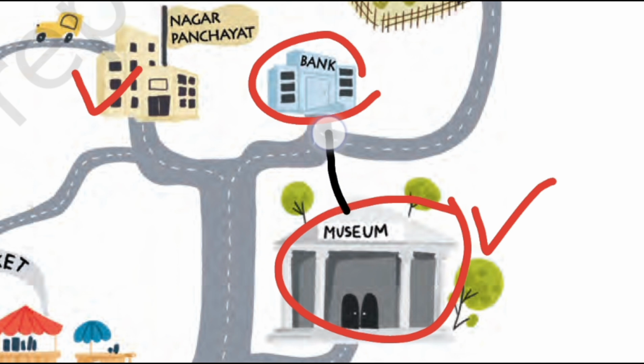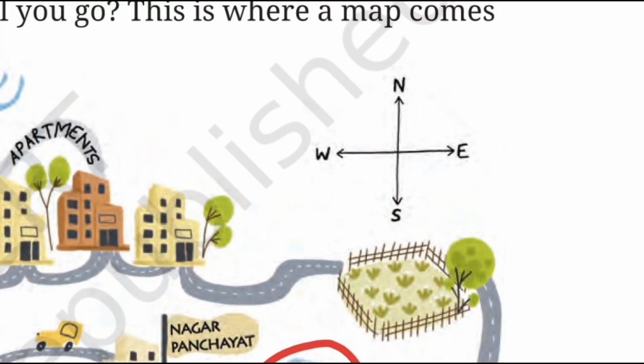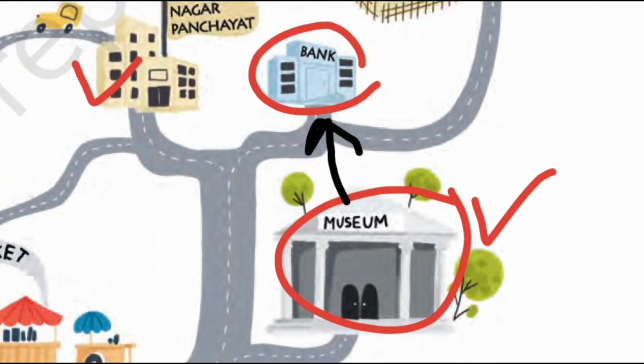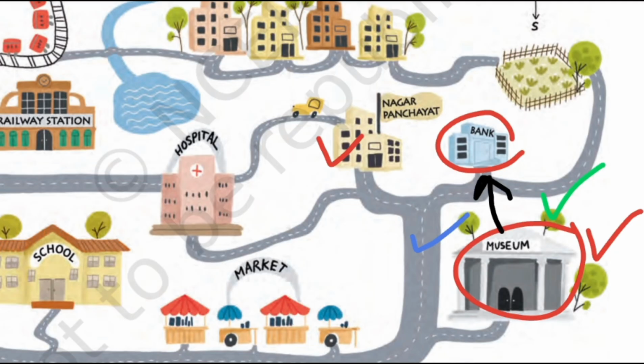From here we are drawing an arrow which is pointing towards the bank. As you can see, that particular arrow is directing upward, isn't it? Upward means north. So we will say the bank is present in the northward direction with respect to the museum. Do you understand? So we will say the bank is present in the northward direction of the museum. I think it's clear, isn't it? Now we can take just a reverse.